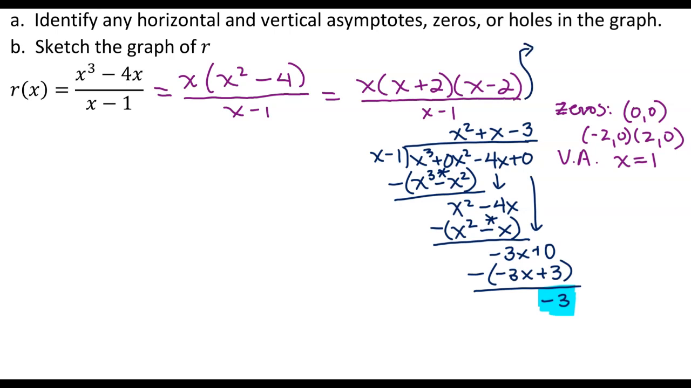This tells me that yet another form of my function r of x is x squared plus x minus 3. And then we have this negative 3 over x minus 1 tagged on at the end that didn't quite divide in evenly. The only thing we're using this form for is our global behavior. So we're thinking, okay, as x gets really, really big, positive or negative, what happens?